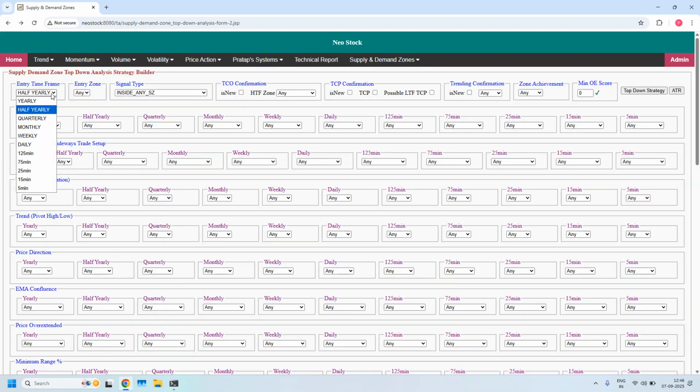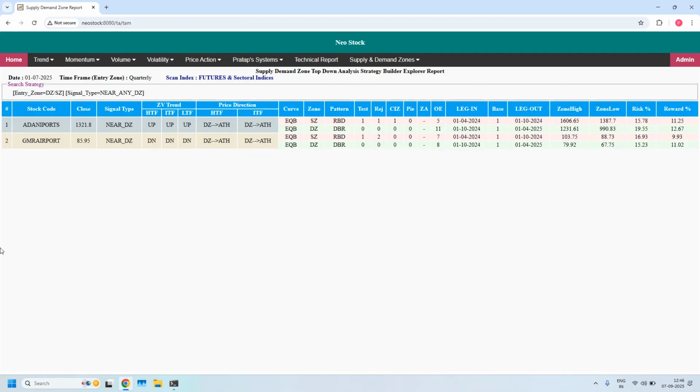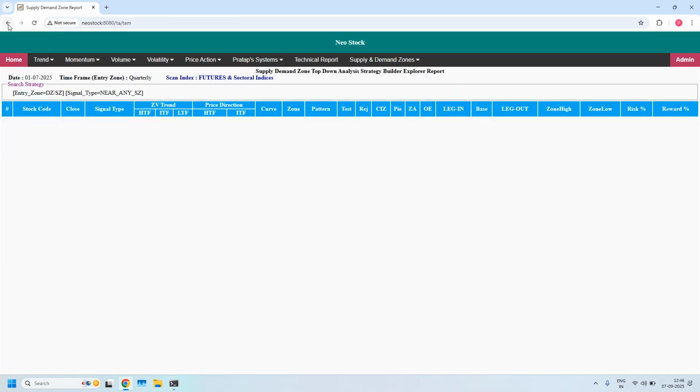Next time frame is quarterly. Stocks near to the quarterly demand zone. We got 2 stocks. Next, stocks near to the quarterly supply zone, no stocks.